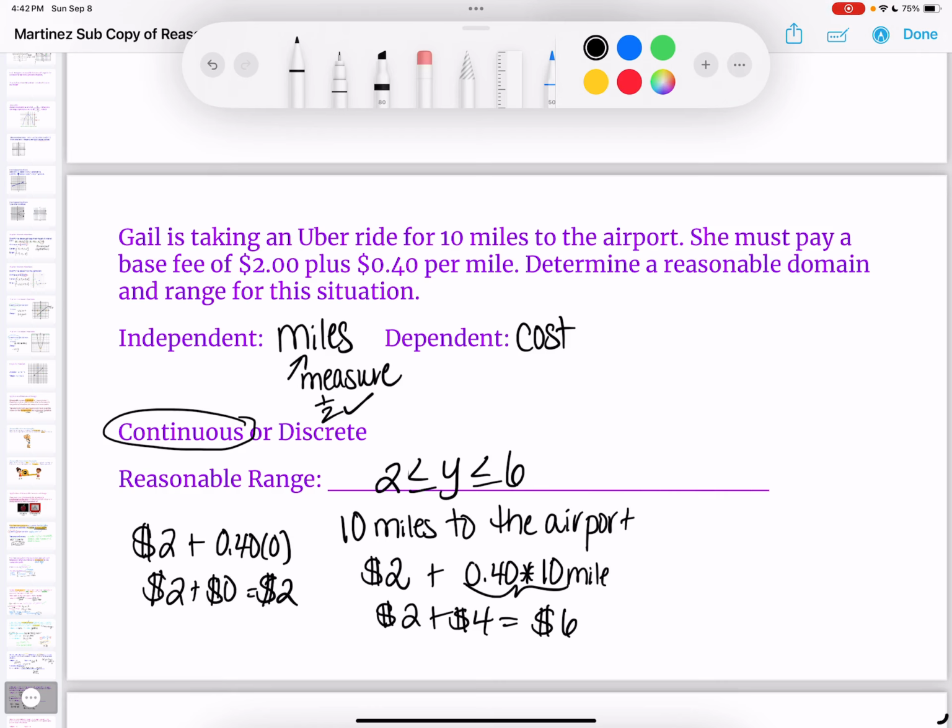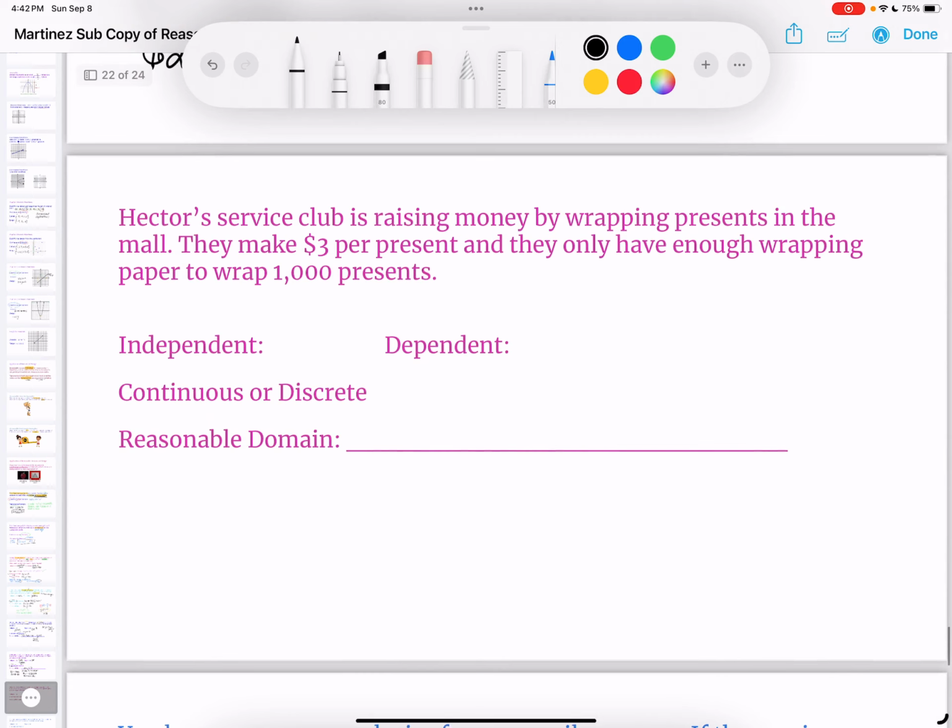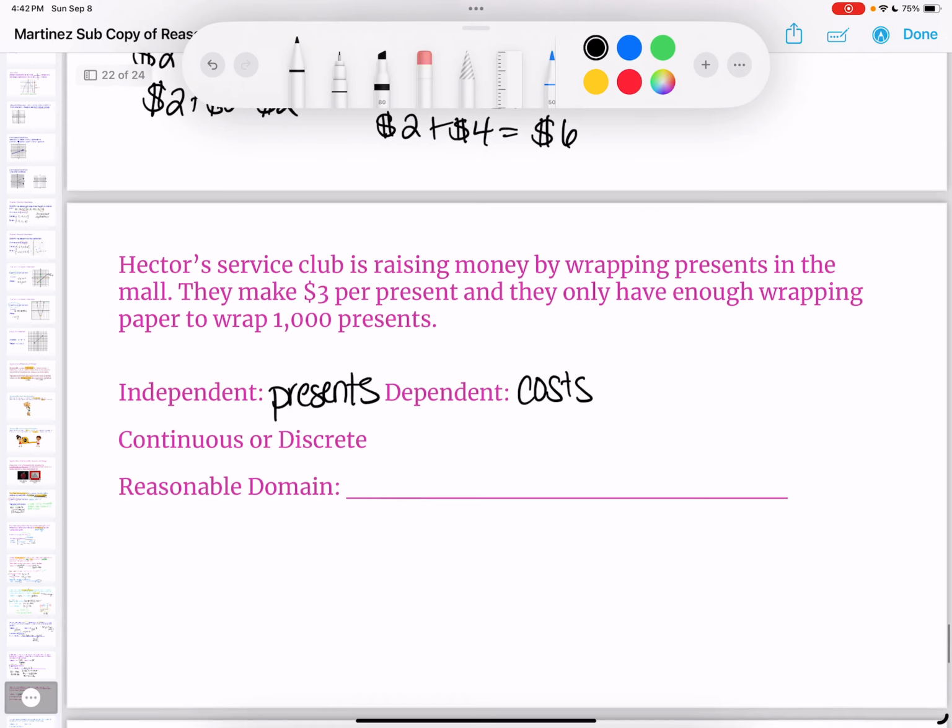Okay, so let's take a look at the next one. So Hector's Service Club is raising money by wrapping presents in the mall. They make $3 per present, and they only have enough wrapping paper to wrap 1,000 presents. So the independent variable is going to be the presents. The dependent is the cost. So this is something that you count. You don't do half presents, which means it's going to be discrete. So we need a reasonable domain.